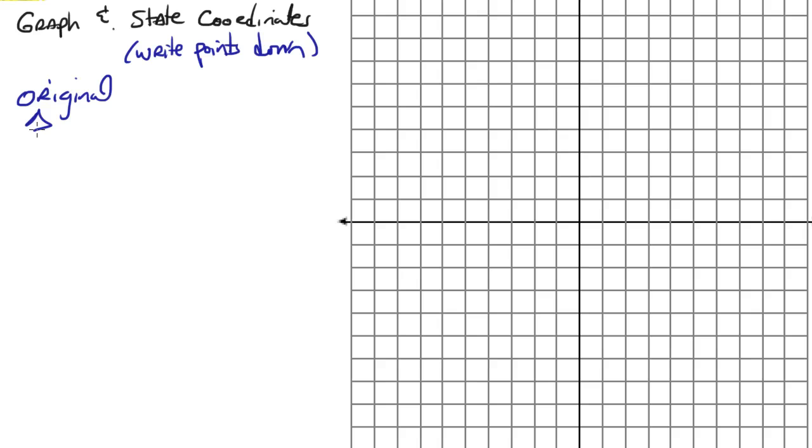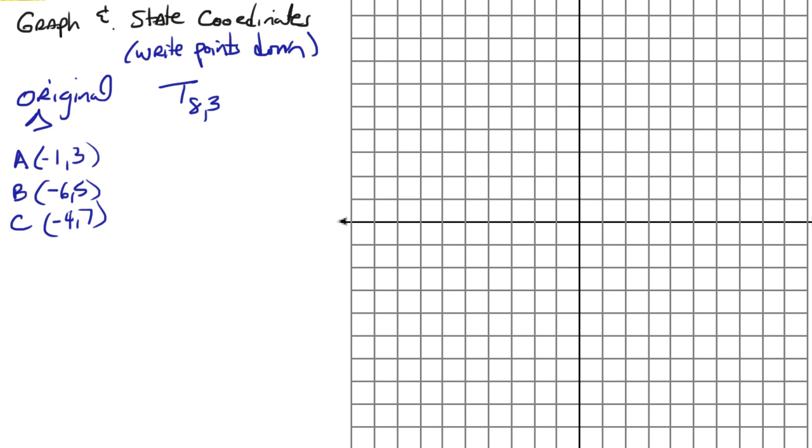So now, triangle ABC is -1, 3, -6, 5, and -4, 7. Okay. And what they want us to do is a translation of 8, 3.